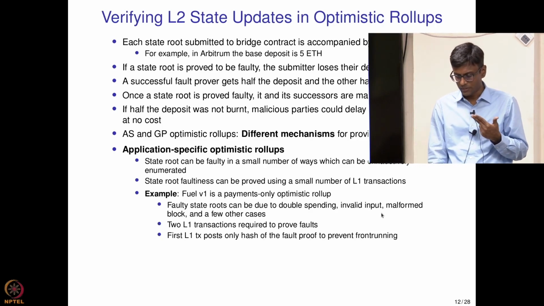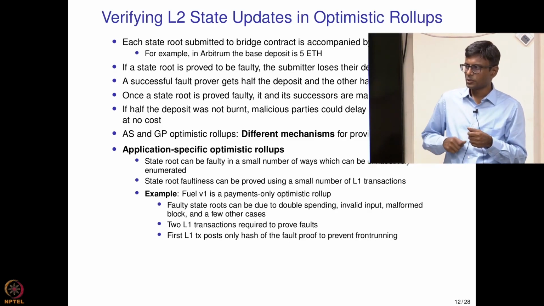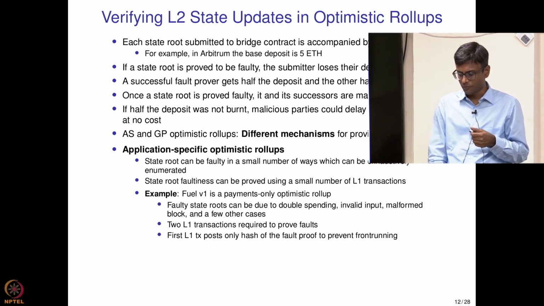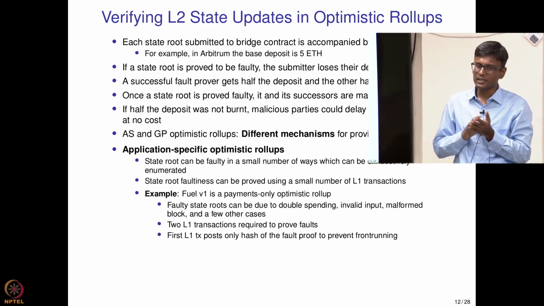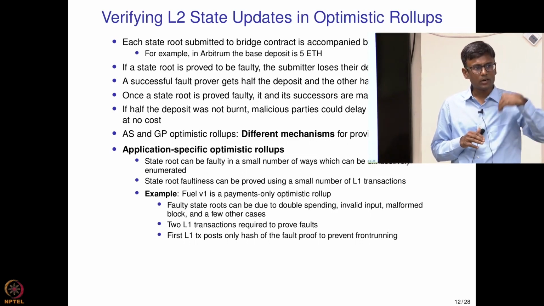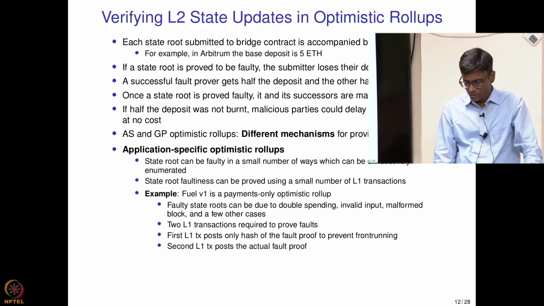You can have a first transaction which posts a hash of the fault proof to prevent front running. Front running is, suppose I submit a fault proof, then I am going to get 2.5 ETH, which is half of this deposit, because my fault proof was correct. Then somebody may pay higher fees and resubmit the same fault proof and take that 2.5. So front running is you try to go ahead of a transaction which is in the process of being included in a block. The second L1 transaction posts the actual fault proof. So in application specific optimistic rollups, a small number of transactions are enough to prove faults.